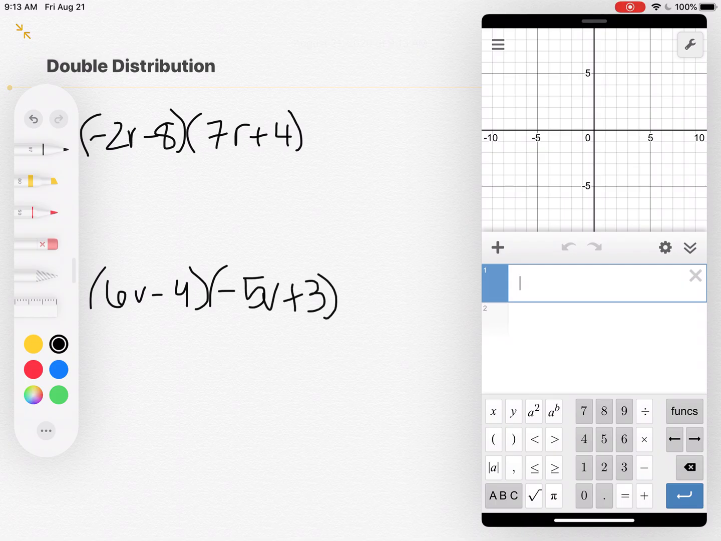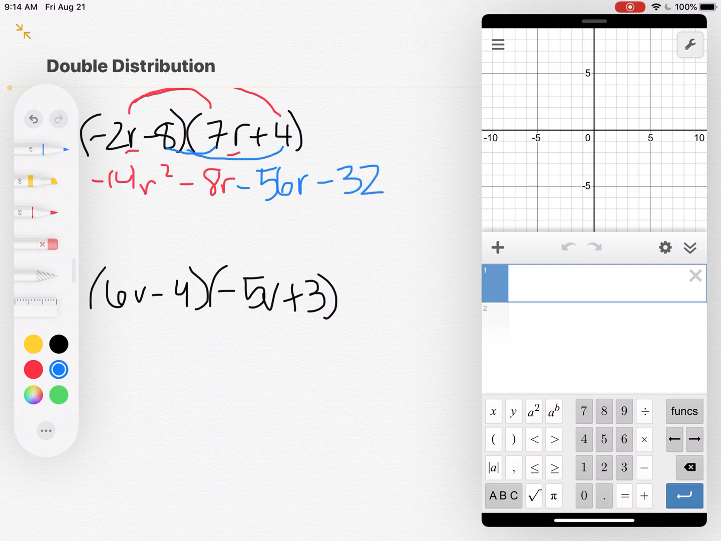Okay, so just more practice. Notice that we have a negative 2r at the beginning here. That's fine, just don't forget about that negative. Negative 2 times 7 is negative 14. R times r is r squared. Negative 2 times 4 is negative 8, and then we have an r there as well. Negative 8 times 7 is going to be negative 56 with an r. Negative 8 times 4 is negative 32.